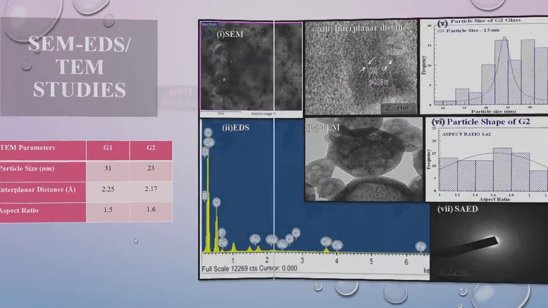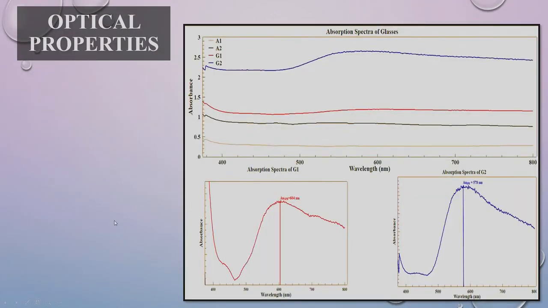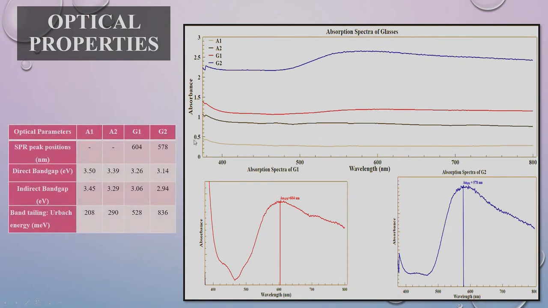Coming to the optical properties, as I told you, if you can recollect the first slide when we spoke about surface plasmon resonance, the red shift correlates with the increase in size of the particle. If you see the AuSPR for G1 glass, it is around 604 nanometers, whereas for G2 glass it is around 578 nanometers. That correlates very well with the values we got previously: G1 has the larger particle size, 31 nanometers, whereas 578 correlates with the 23 nanometer particle size.